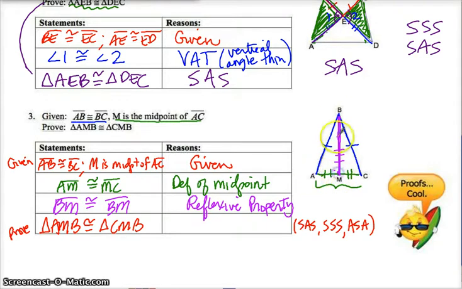So now we know AMB is congruent to CMB. So why is that? Well, what do we have here? The three pieces are S, S, S. So side, side, side. So that's it. Definition of midpoint was huge. It allowed us to get the second piece, and then the fact that this is reflexive, it's in each triangle, was our third piece to get side, side, side.